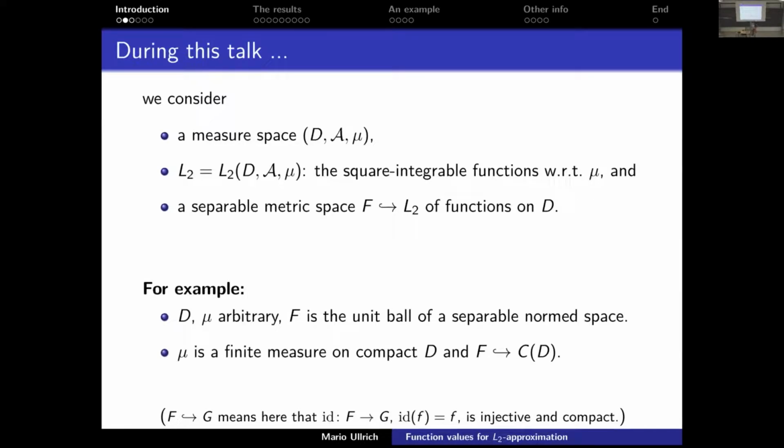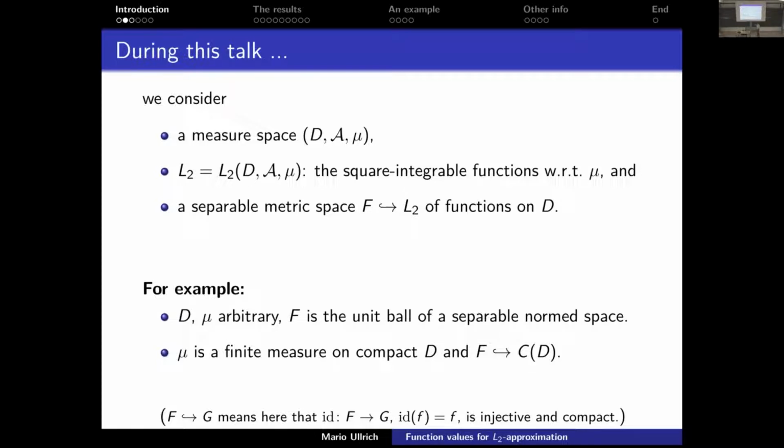Okay, so during this talk, let me say what the general setting is. The general setting is we have an arbitrary measure space. We take the L2 over this measure space, so the set of square integrable functions with respect to this measure. And we have a separable metric space, which is compactly embedded into L2.